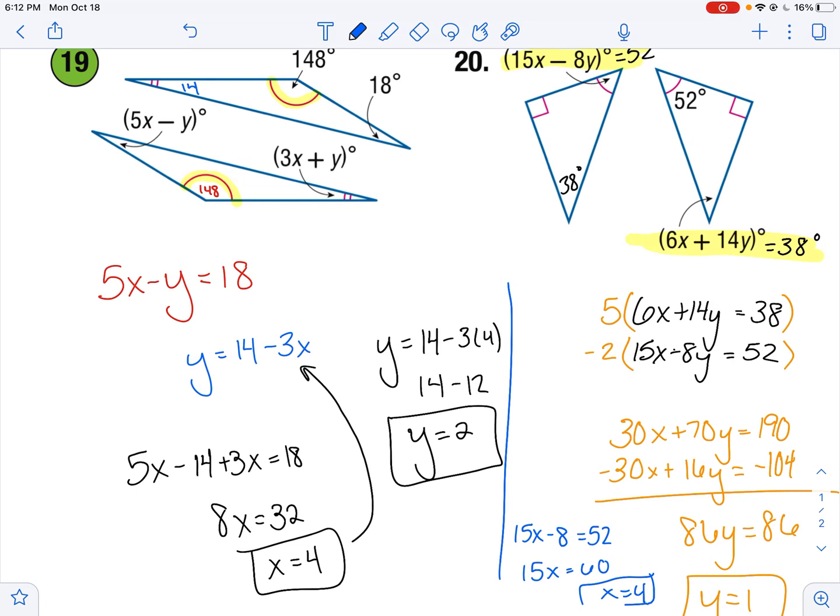So you can either solve for one variable and substitute that back in, the substitution method, as some people call it, or you can solve it like a system of equations. Either way is just fine, and either way will get you the right answer every single problem.